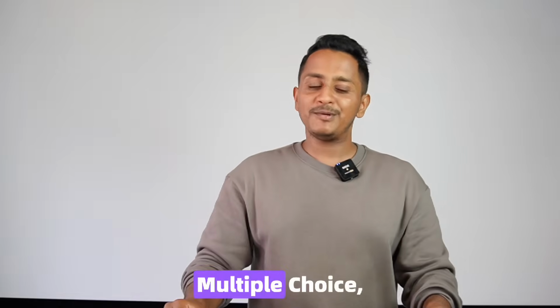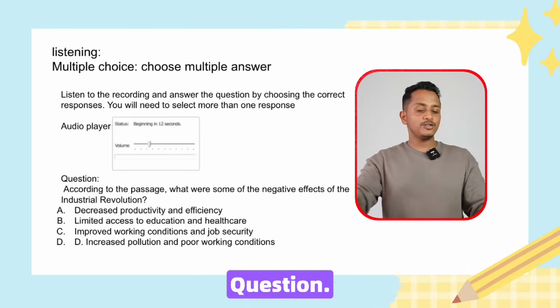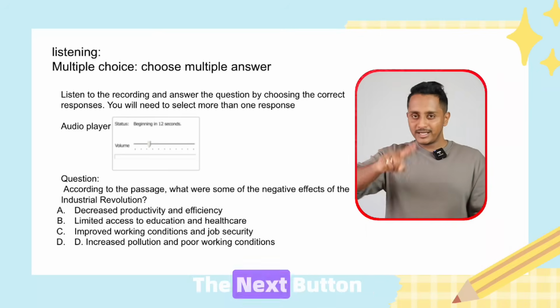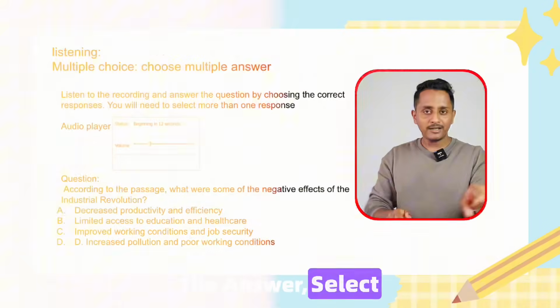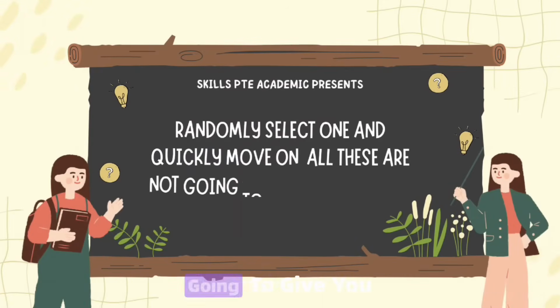After this comes multiple choice, choose multiple answer. You're going to click one option and move on to the next question. This is not going to give you scores. Once the audio gets played, the next button will not be activated. So listen to the audio, try doing it. Once the audio ends, if you have the answer, select and move on. If you don't have the answer, randomly select one and quickly move on. All these are not going to give you scores.